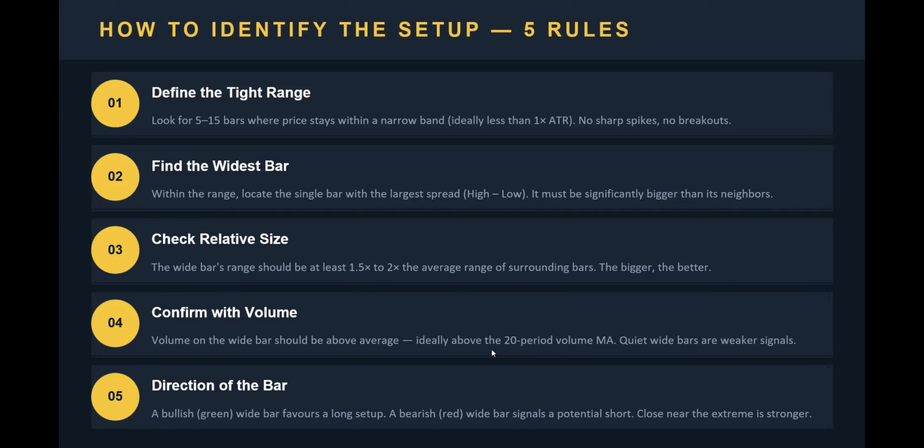Direction of the bar: a bullish green wide bar favors a long setup. A bearish red wide bar signals a potential short. A close near the extreme is stronger. The close is also near the extreme, either near the low or near the high.